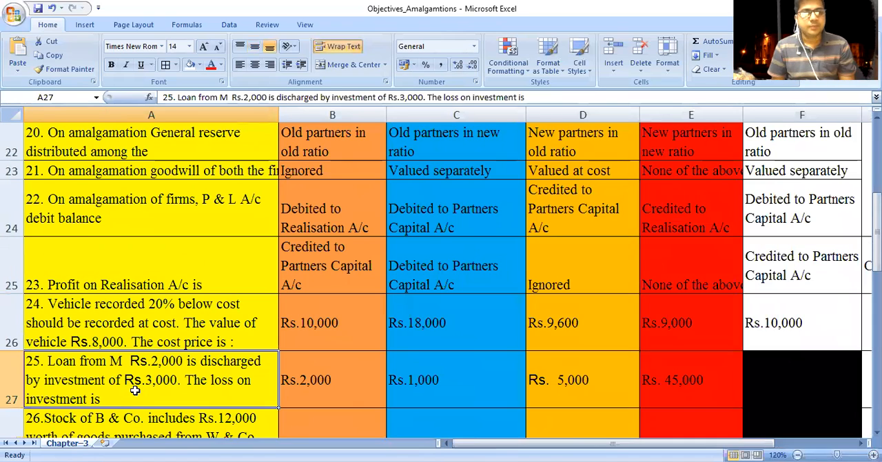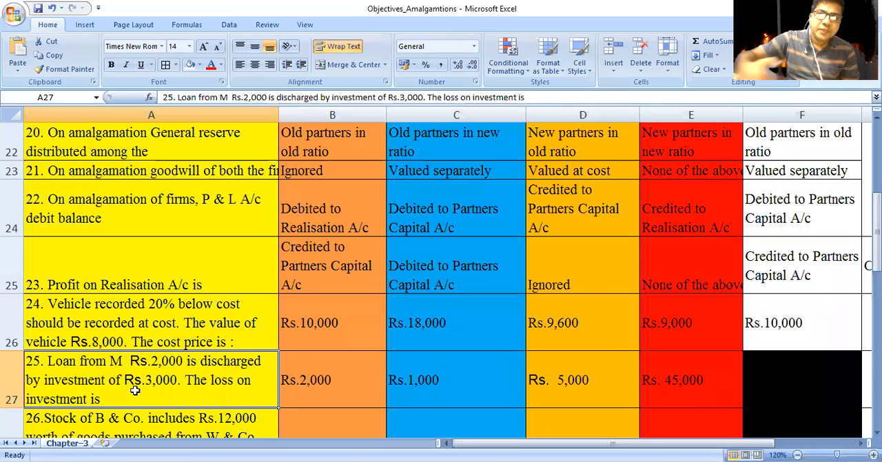Loan from M, rupees 2,000, is discharged by investment of rupees 3,000. Loss on investment. Now what happened? The partnership firm took a loan from M of rupees 2,000.